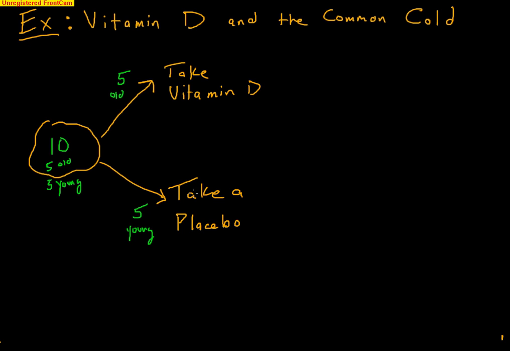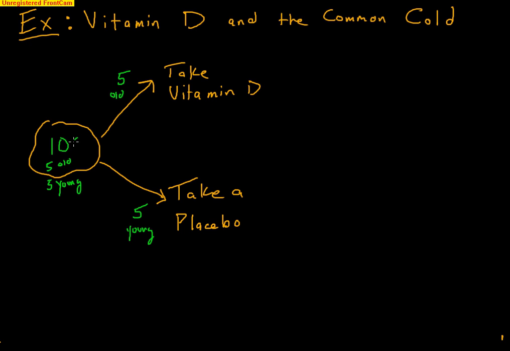Now, all of a sudden, if this group up here that takes vitamin D gets better, maybe they took longer to get over the cold, maybe they took shorter to get over the cold because of their age, not because of the vitamin D. And that's a problem. Now, we hope random assignment would not put all 5 old people together and all 5 young people together. But when you only have 10 people, that is possible.